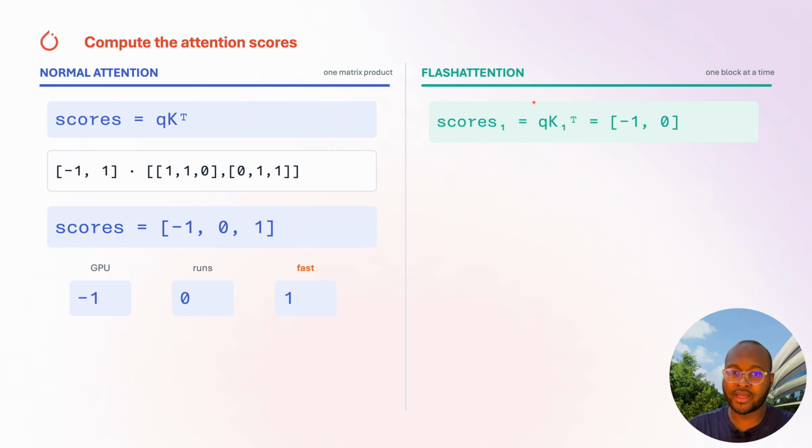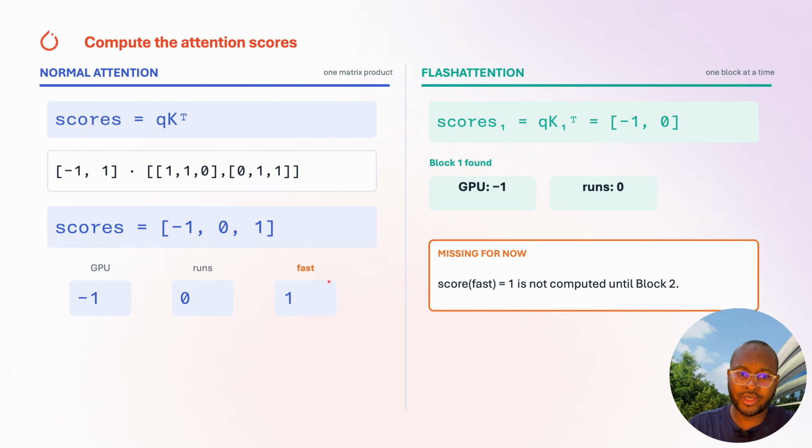On the right hand side, FlashAttention also does the same, query times K transpose, but this K is from tokens in just block 1. So we are still in block 1. After doing that, let's say we get minus 1 and 1. So we have essentially gotten this part of the computation: the score for GPU and runs. Later on, this other part of the computation from normal attention, we will get in block 2. Okay, so far so good.